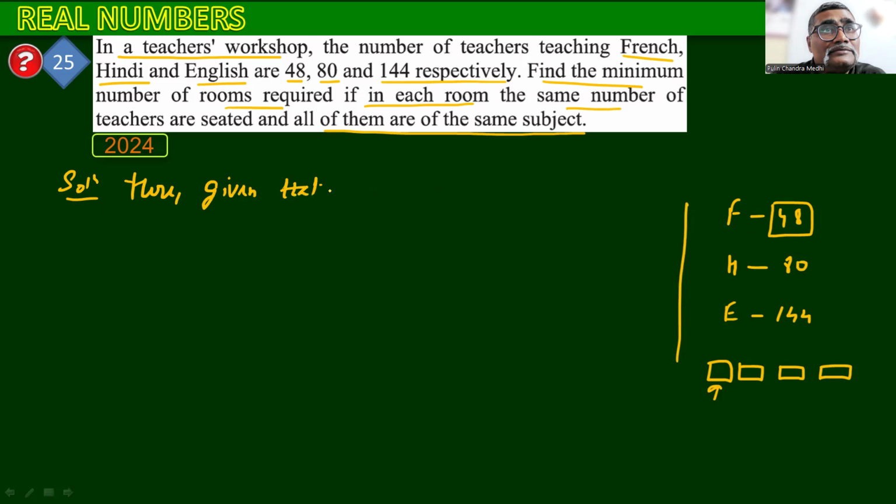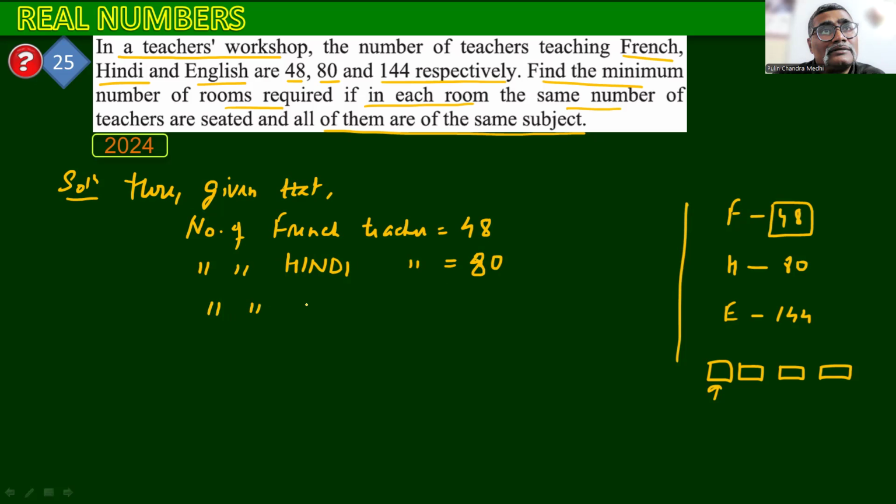Given that, number of French teachers is 48. You can use a comma, no problem. Number of Hindi teachers is 80. And number of English teachers is 144. Right? So you just add one more statement. Now to find the required number of rooms, we have to find the HCF.